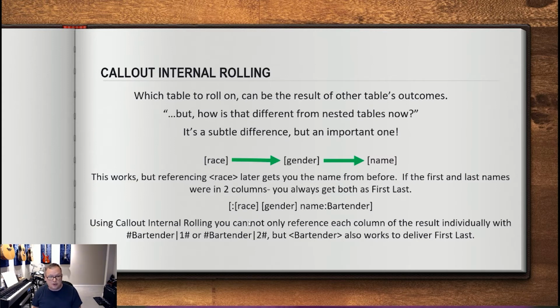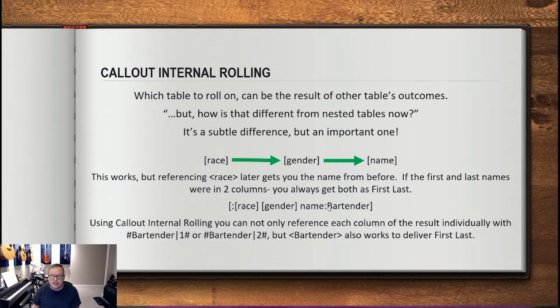So using callout internal rolling, we can roll on each column of the resulting name table individually. So bartender 1, bartender 2 will give us the first and last name, Bobby or Boucher, but alligator referencing will give us Bobby Boucher. So that's how it's different. It's easier to use and to make tables for and everything like that. It comes in handy in a lot of different ways. But this is why custom naming is also so important.